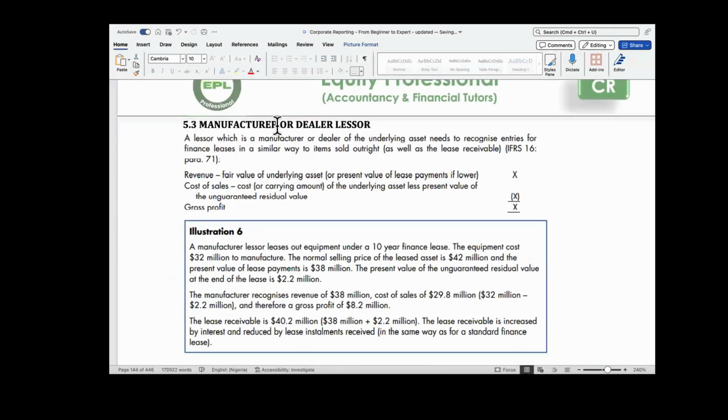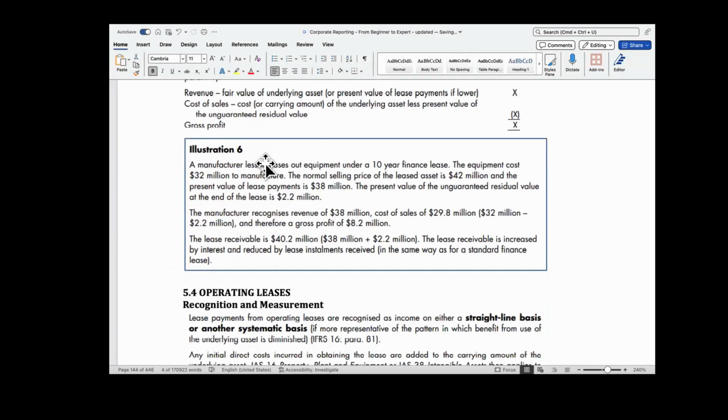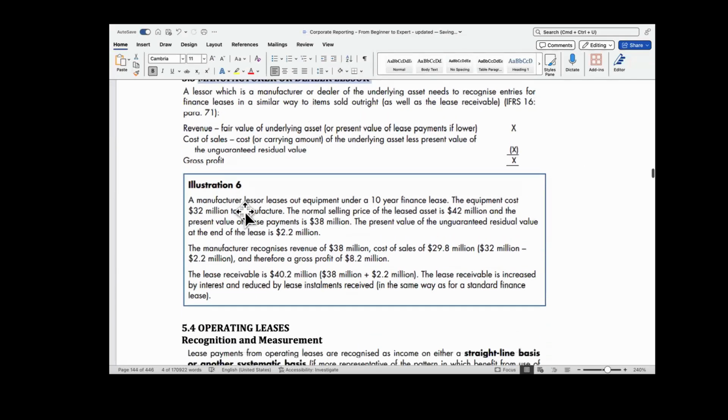Okay, I explained manufacturer or dealer lessor earlier. Let's put a figure to it. Let's see if you still remember.